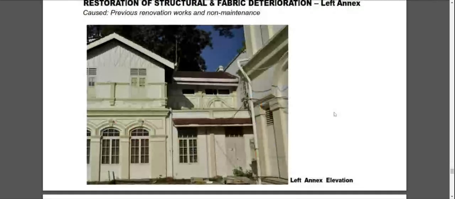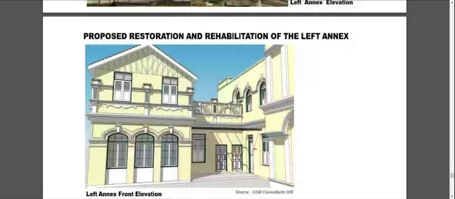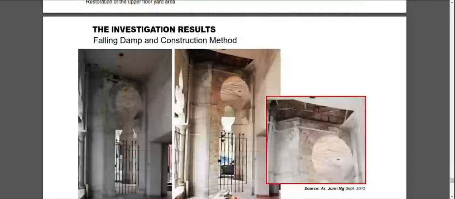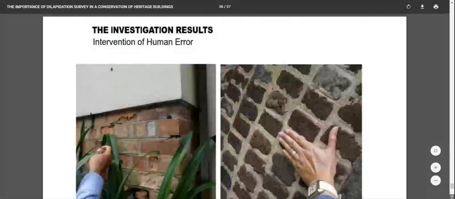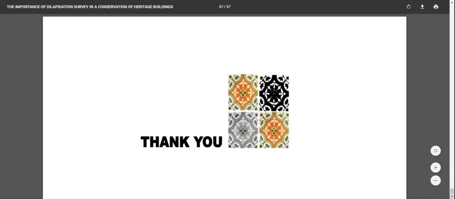Just to show you an example of how the DLAP report helps in terms of making decisions when handling the conservation project. This is before conservation works. Then this is the drawing to show after conservation works. This is the investigation result that can be found from the building.